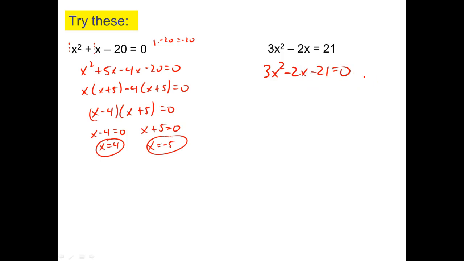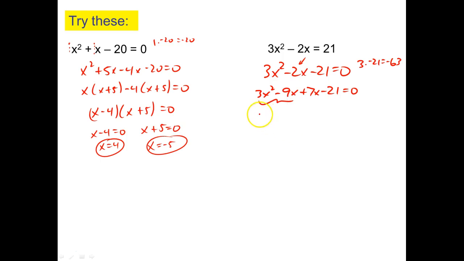Then I'm going to factor. So my a value is 3. My c is negative 21. 3 times negative 21 is negative 63. So I need two numbers that are going to multiply to negative 63 and add to negative 2. So the combinations that give me negative 63: 63 and 1, 9 and 7 comes to mind, and I think 9 and 7 is what I need. So 3x squared, we want the negative to be the 9, positive the 7, so that when we add them we get our negative 2, minus 21 equals 0.